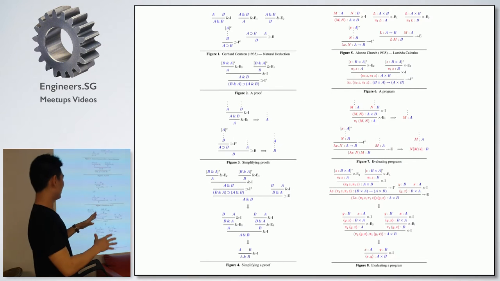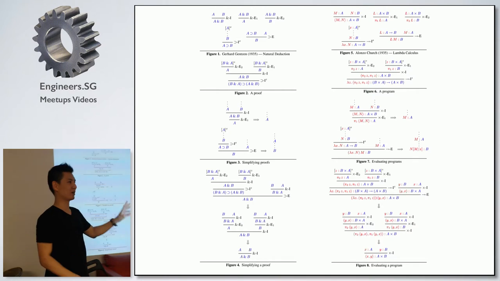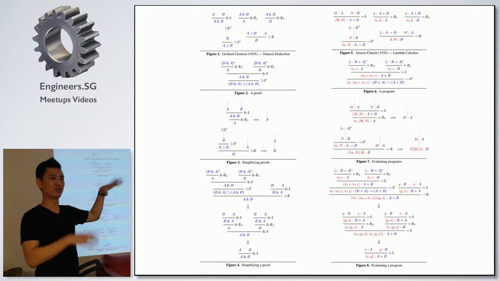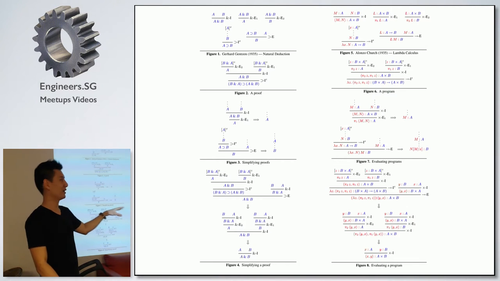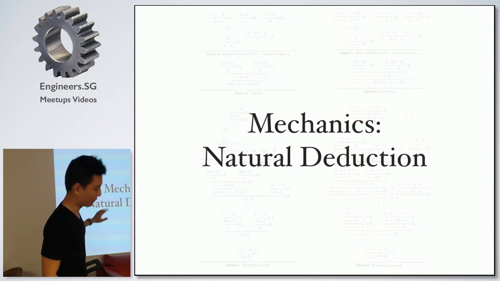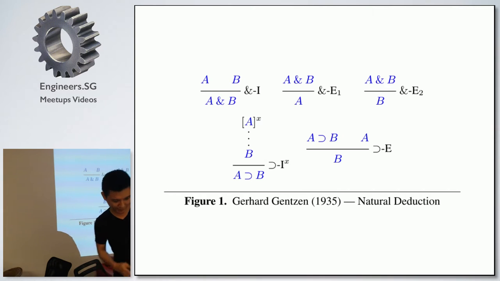This whole thing is divided into two parts. On the left side is what the logic part of it looks like, and on the right side is what the computation part of it looks like. Let's dive a little bit deeper into this. So for the natural deduction part, which is the logic part, okay, this is some logic thing.